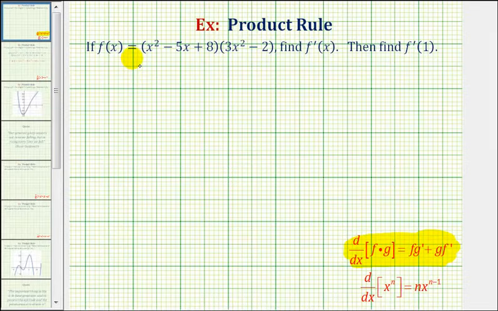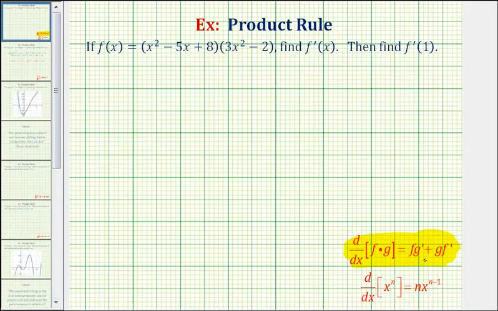Of course, the other option would be to find this product first and then find the derivative function using the basic power rule. The main purpose is to introduce the product rule, so we'll go ahead and apply the product rule to find our derivative, but toward the end of the video, we'll also show that if we multiply this out and then find the derivative, the result would be the same.